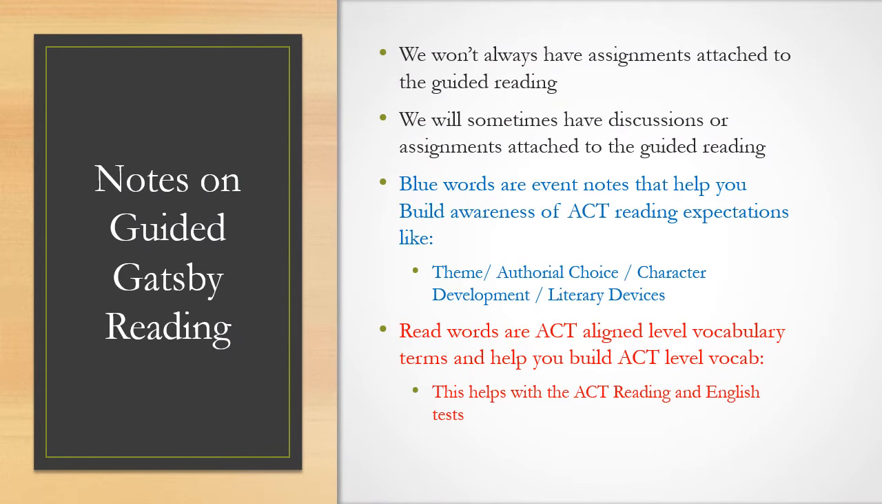Just a quick reminder, those blue words in the chapters are aligned to ACT reading concepts like theme, authorial choice, character development, and literary devices. So whenever I pause and discuss those blue words, I'm talking to you about ACT level thought processes and concepts, and we're going to formalize them a little bit more in questions like this week. The red words are also ACT-aligned vocabulary terms. And those help you build that vocab. That'll make it a little bit easier to deal with the English part of the ACT.